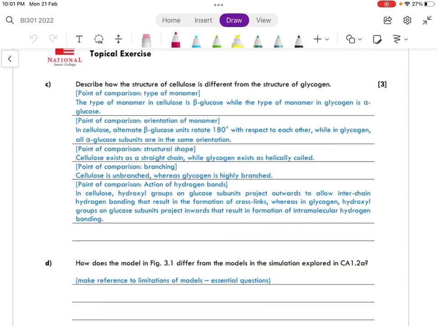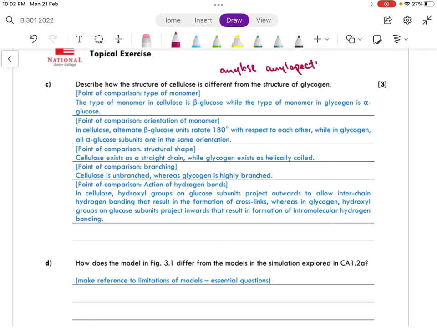Okay, last part C. The question asks you to describe how the structure of cellulose is different from the structure of glycogen. Okay, this is a typical compare and contrast question. So other than comparing cellulose and glycogen, you may also want to do a comparison table, and you should also include a comparison with amylose and amylopectin. Okay, so that is something that you definitely want to prepare for.